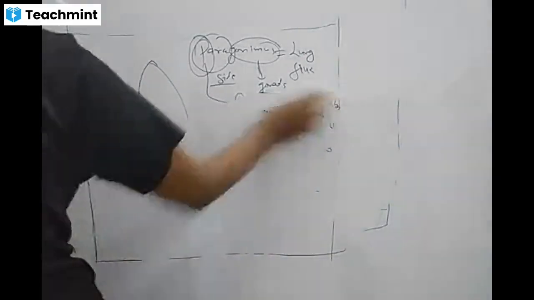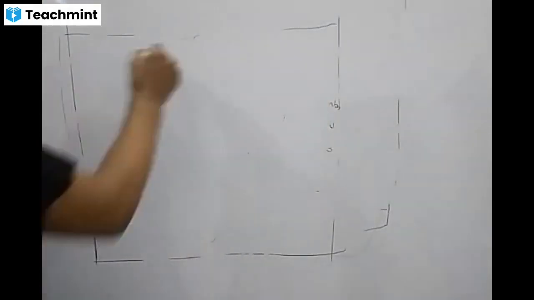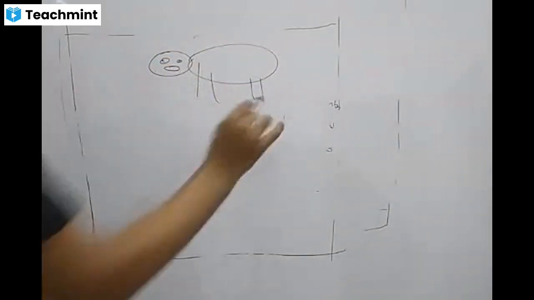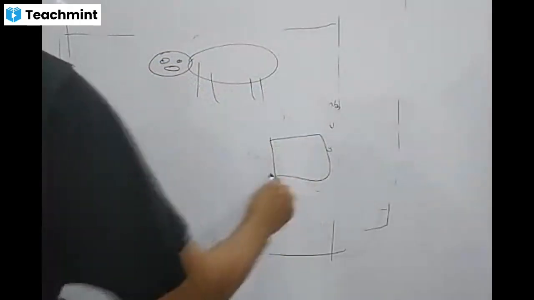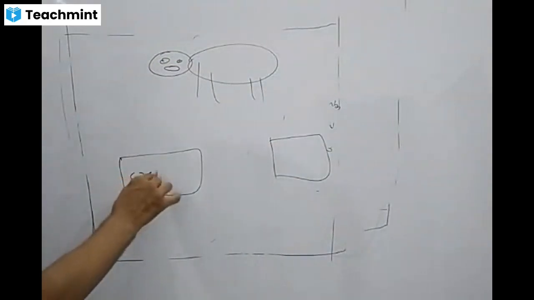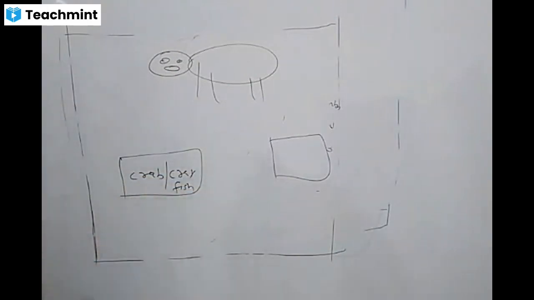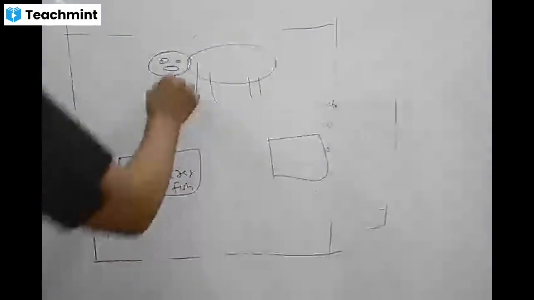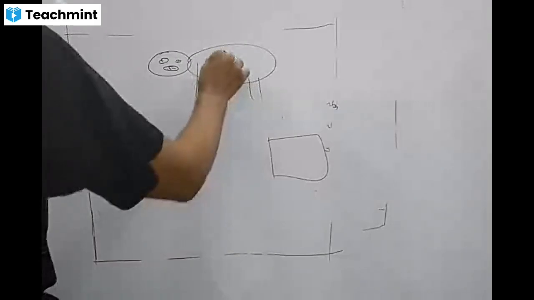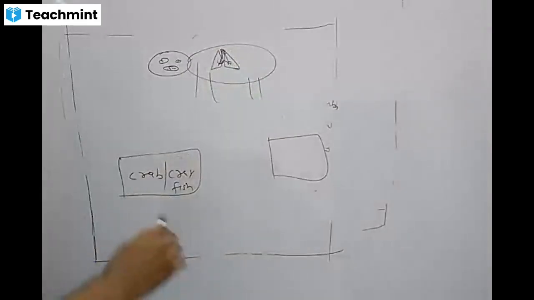In case of paragonimus, the first intermediate host is also a snail. Suppose this is the definitive host and this is the first intermediate host, always snail. But in this case, the second is crab or crayfish. So this is the lung fluke.